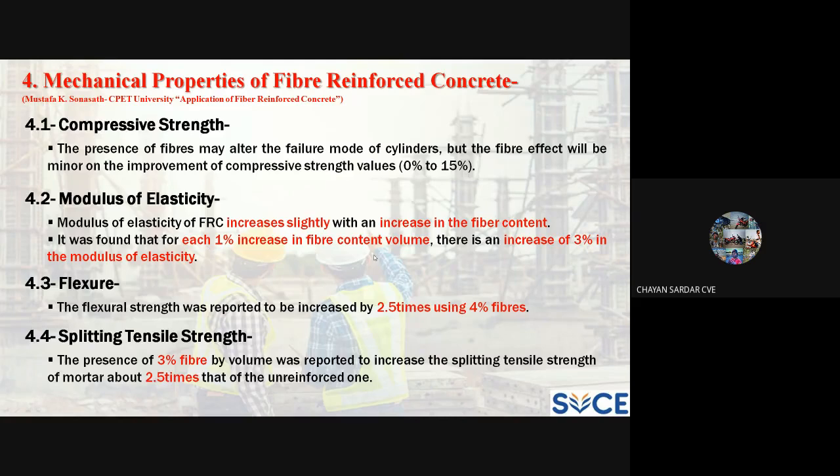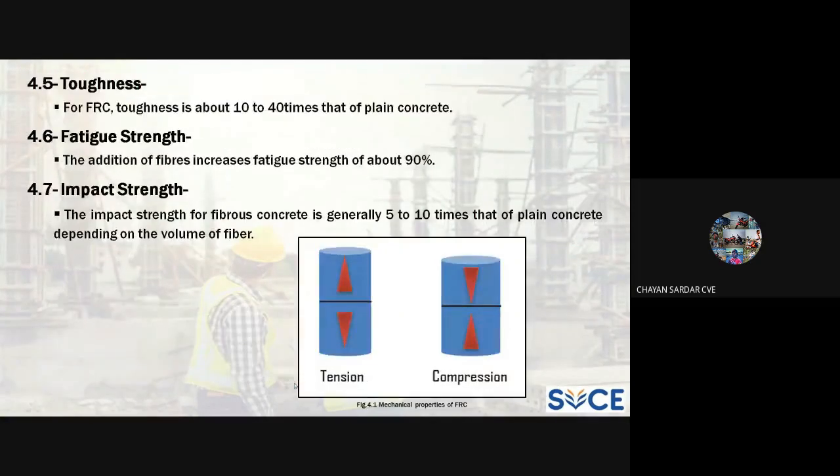For each 1% increase in fiber content, there will be a 3% increase in modulus of elasticity, and flexural strength will increase 2.5 times using 4% of fibers. Splitting tensile strength: 3% of fibers increases splitting tensile strength of the mortar about 2.5 times that of the unreinforced one. And toughness will increase about 10 to 40 times compared to plain concrete. Fatigue strength: with the addition of fibers, around 90% fatigue strength will increase, and 5 to 10 times for impact strength.